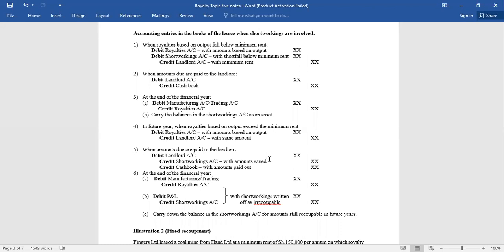And then of course you are going to carry forward the balance in the short workings account. And this is over because our contract was restricted to recoupment of 3 years. Now we are okay. Can we close the account with now the 6B? So I can go back.